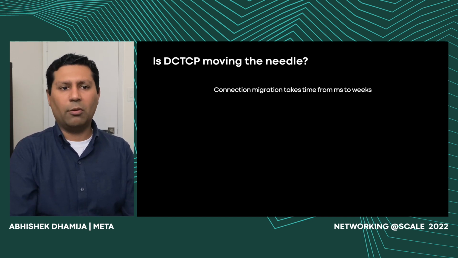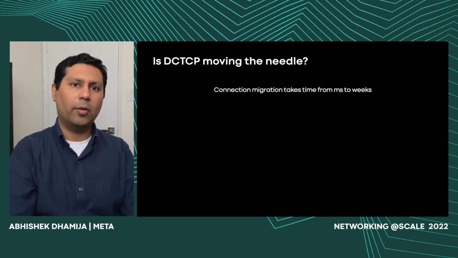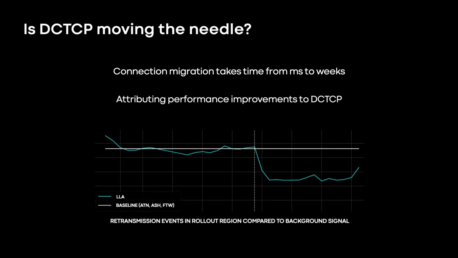Another aspect was to identify whether the improvements that we are seeing in the network were attributable to DCTCP or not. For this, we created a control signal using the regions which did not have DCTCP deployed and compared it with the region of a recent deployment.